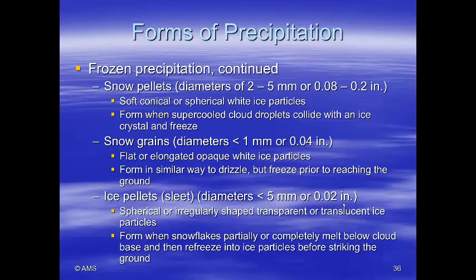We have snow grains. These are flat or elongated, opaque white ice particles. And they form similar to drizzle, but they freeze prior to reaching the ground.